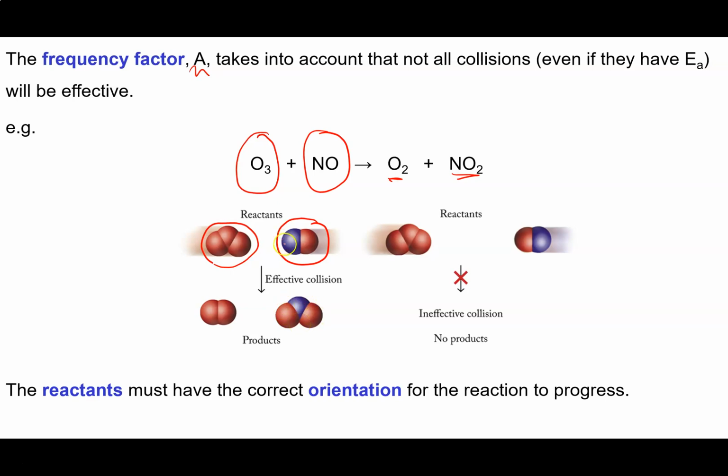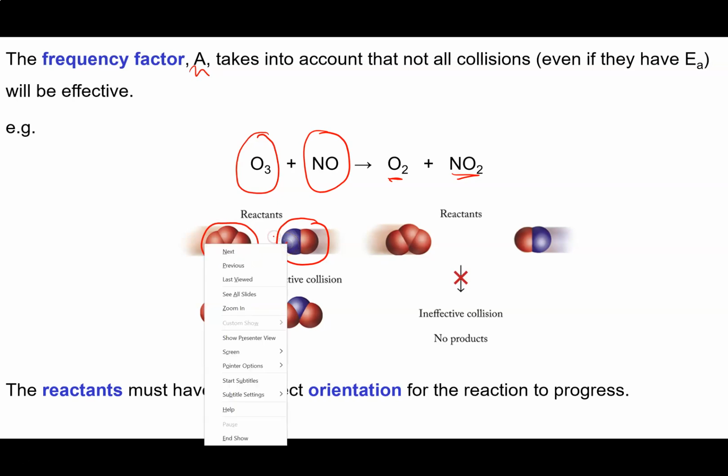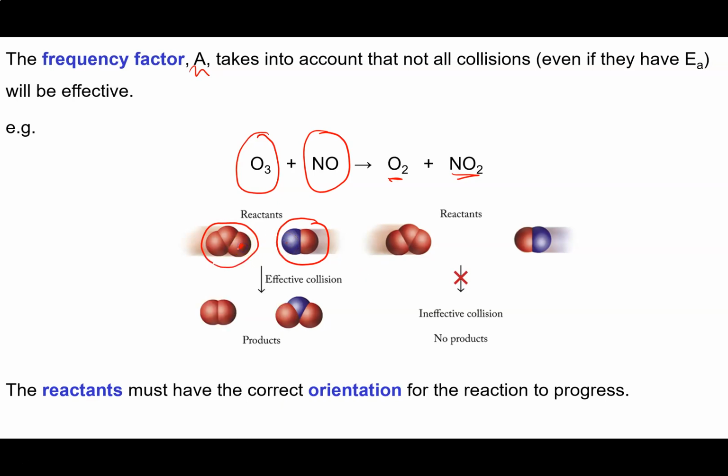So that means that the nitrogen of the NO has to collide with the O3. If we have it the other way around, where the oxygen of the NO collides with the O3, you can see that there's no possible way, no matter how hard they hit, that we can go on and form the products. So when the guys collide oxygen ends together, we get an ineffective collision, even if we have the activation energy, and it won't form products. We have to have the nitrogen end of the NO colliding with the O3 in order to form the product.